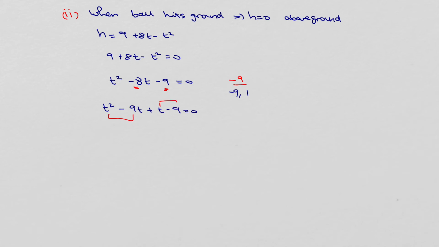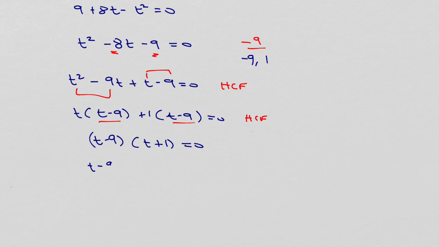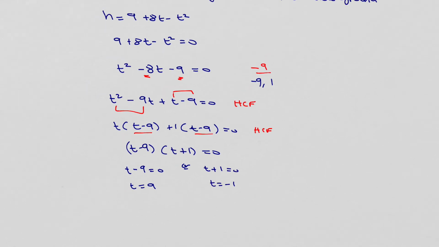Take out the first two highest common factor and the second two highest common factor. Well, t is common, leaving me with t minus 9. 1 is common, leaving me with t minus 9. And then both of these brackets are the same. So therefore my highest common factor is t minus 9, leaving me with t plus 1 equals 0. So therefore t must equal, t minus 9 equals 0, so t must equal 9. Or t plus 1 equals 0, leaving me with t is equal to minus 1.